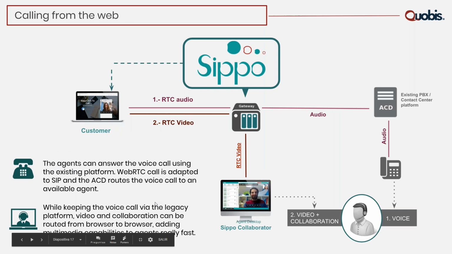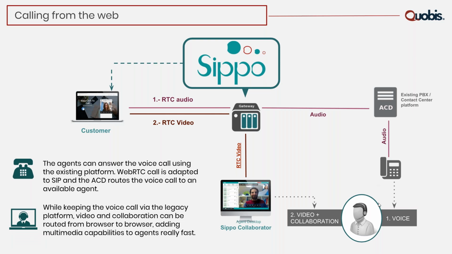And this slide is harder to understand, but basically imagine that you are not receiving a call from the PSTN. In this case, the customer is the one that has clicked on a button in the electronic banking application, the website of the bank, for instance. Well, we launch a WebRTC call that, using this gateway, we adapt into a SIP-based call that reaches your contact center platform.